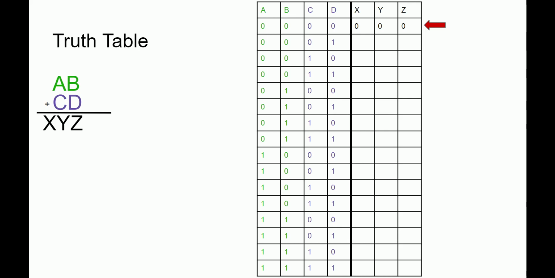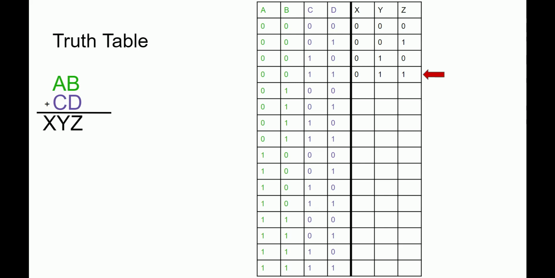So let's go through this truth table real quick. 0, 0 in the green plus 0, 0 in the purple. Well, that's 0 plus 0. It adds up to be 0. 0, 0 plus 0, 1 is going to add up to be 0, 0, 1. 0, 0 in green plus 1, 0 in purple is going to be 0, 1, 0. And our last one, I bet you can figure out because AB is 0, 0.